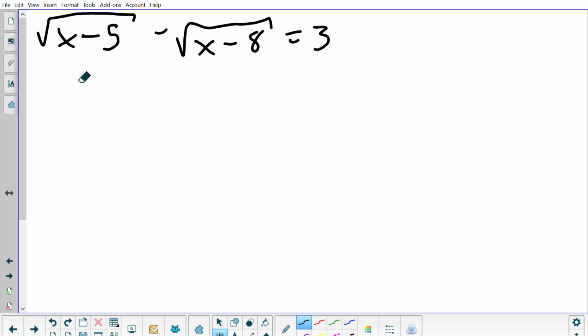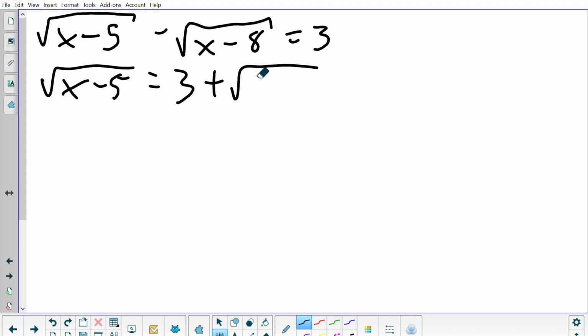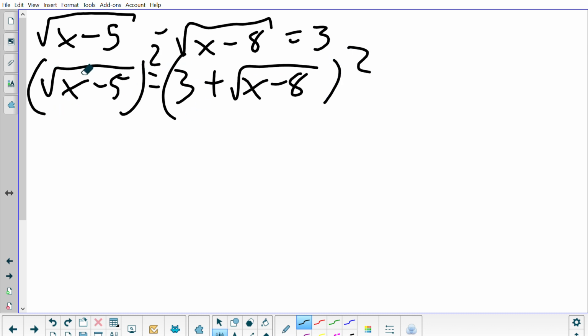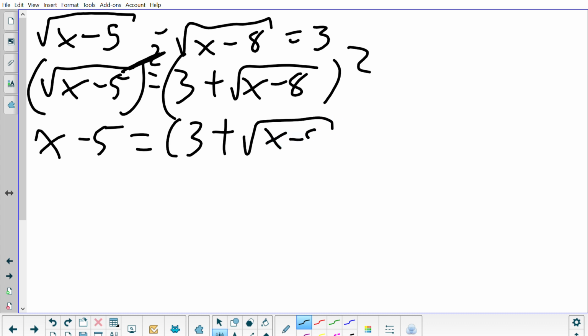All right, if they give us two radicals, we can only solve one at a time. So the first thing we're going to do is add this to the other side. So I have the square root of x minus 5 is equal to 3 plus the square root of x minus 8. Now I'm going to square both sides, which will get rid of this radical, and I'm left with x minus 5. On this side, though, is 3 plus radical x minus 8 two times.